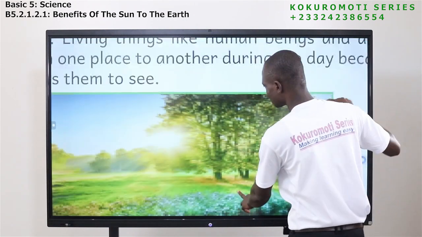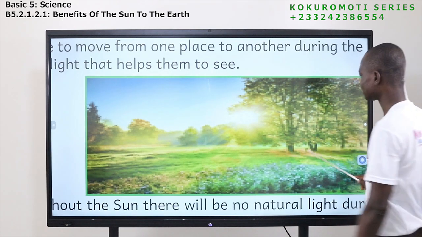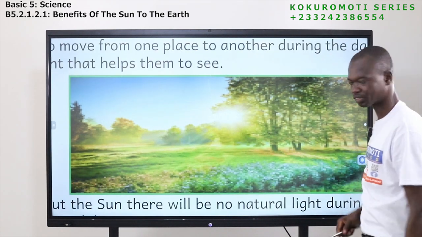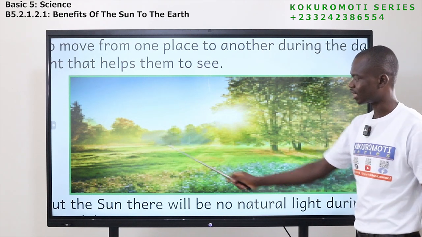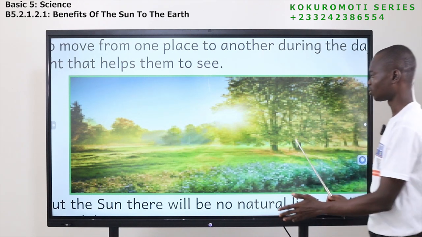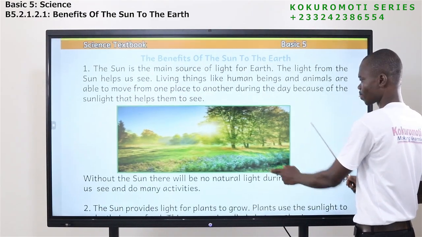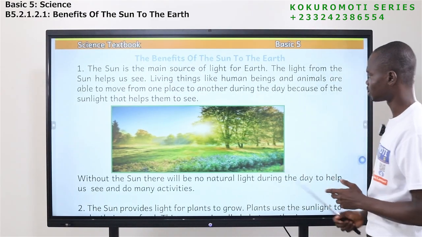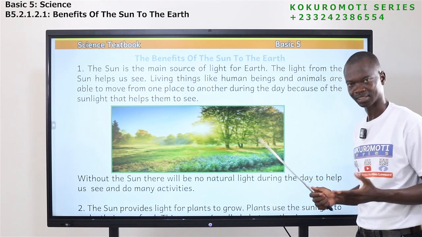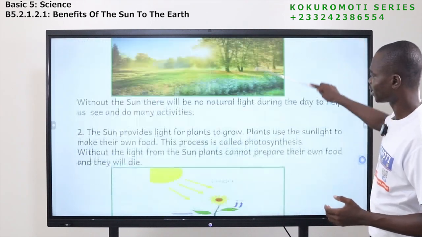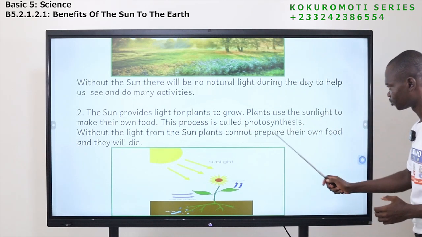Now let's look at this picture. So here, imagine in the night, can you pass here? You cannot pass here because you cannot see. But during daytime, you can see. You can walk around. You can play here. So we are saying that the sun helps us to what? To see. And all living things are able to see because of what? The sun.